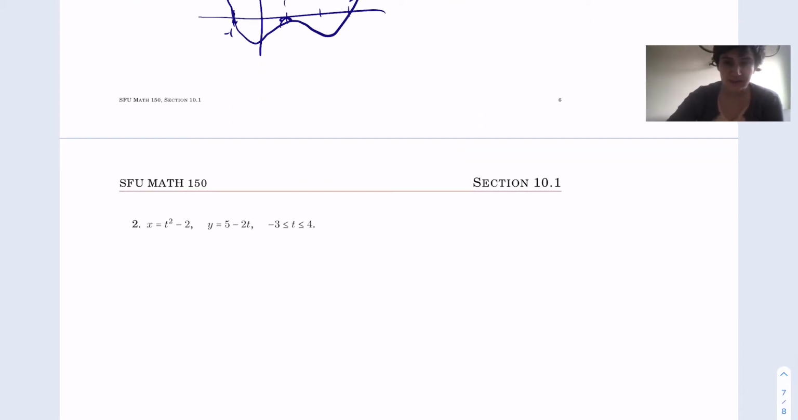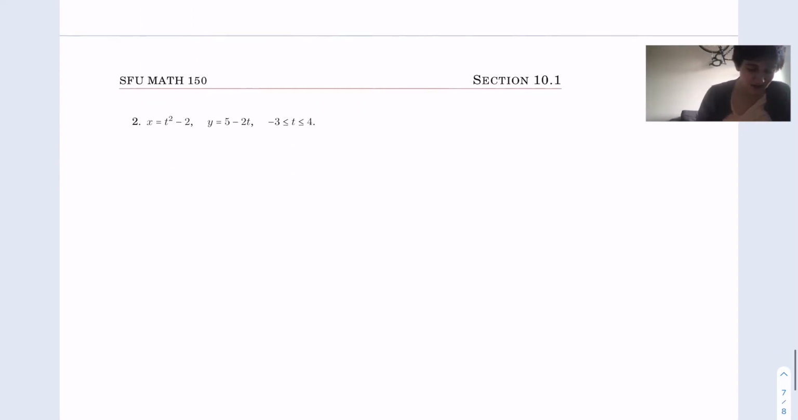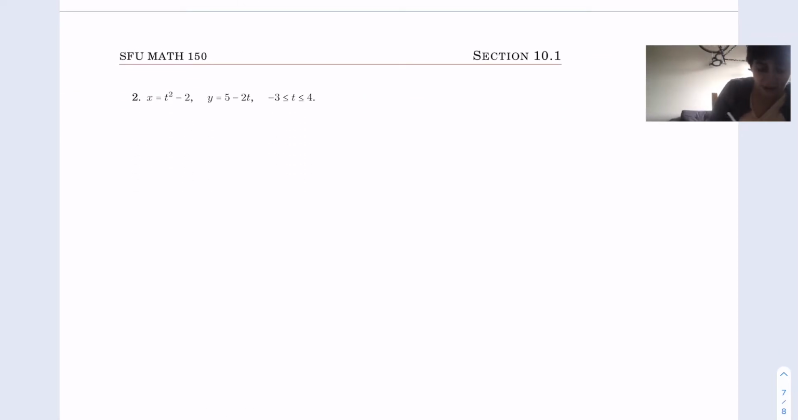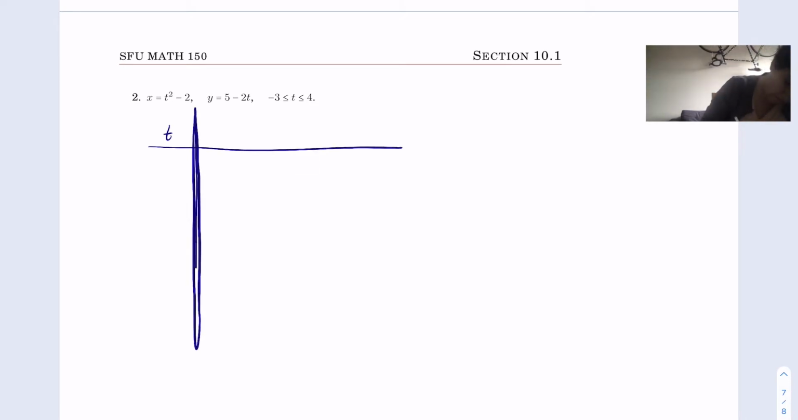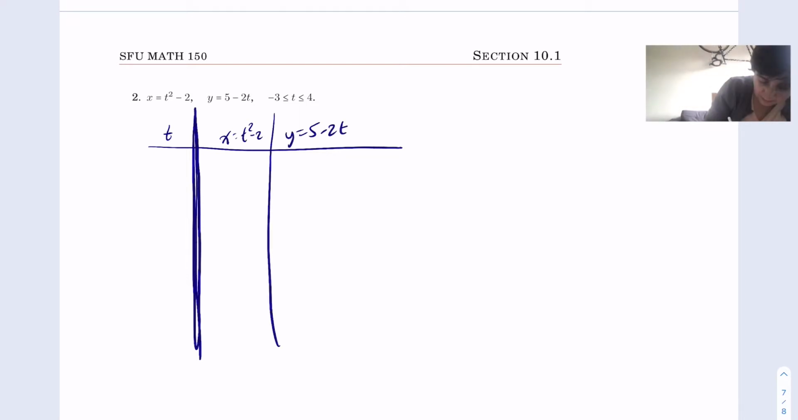Let's jump down to the next one. Here we have another curve. I'm going to, again, make a table. I have t, x is equal to t squared minus 2, and y is equal to 5 minus 2t. My interval goes from negative 3 up to 4, so these are my test points to help me fill in my details.